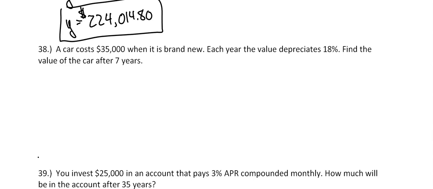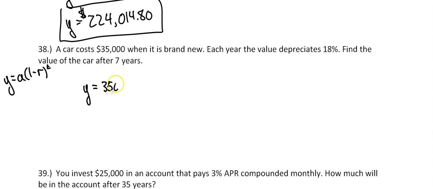This one, a car costs 35,000 when it's brand new. Each year it depreciates 18%. Find the value of the car after 7 years. Again, because we're talking about a percent decrease this time, we know it's that formula y equals a times 1 minus r raised to the t for our exponential decay. And we just plug away.